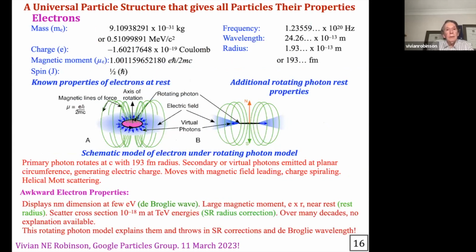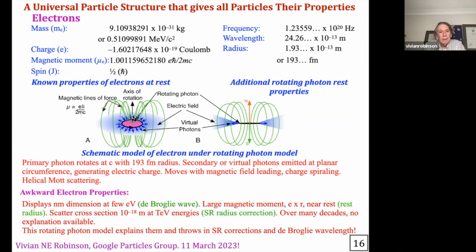Now these are the standard well-known properties for an electron, but it has additional properties. The frequency of the oscillation is about 1 times 10 to the 20. It gives it a radius of 193 fm. And this is just a reverse of the positron shown earlier. You've got the electric field rotating in one direction, generating charge. You have the magnetic field, and the charge just spreads out from the axis as the photons get further away.